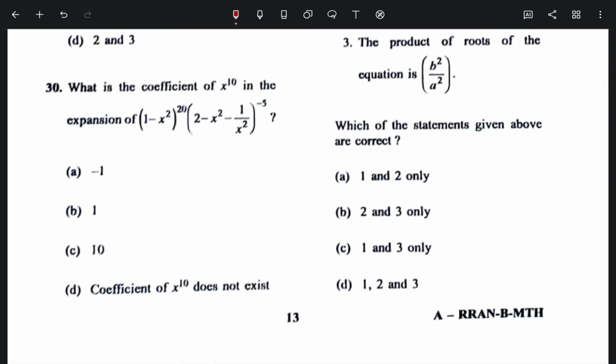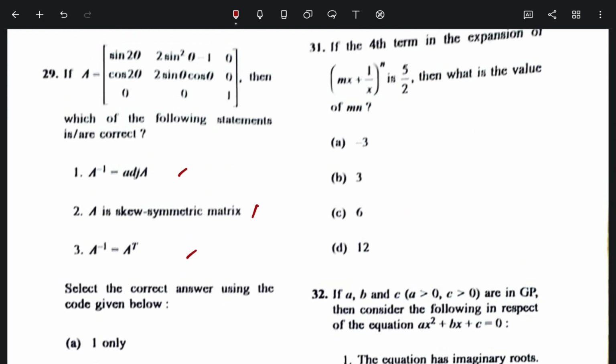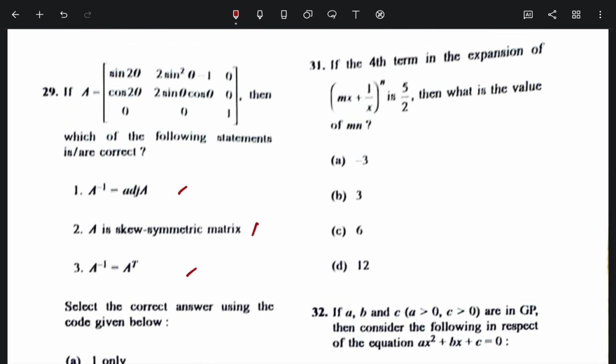What is the coefficient of x power 10? Third question, so we'll skip it for now. 31. The answer is D, the fourth term of the expansion. You find the fourth term.